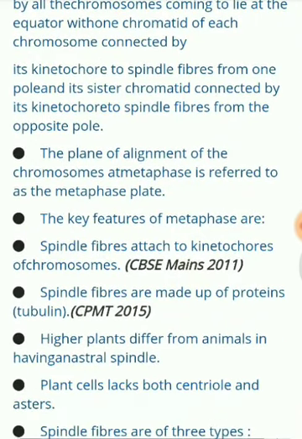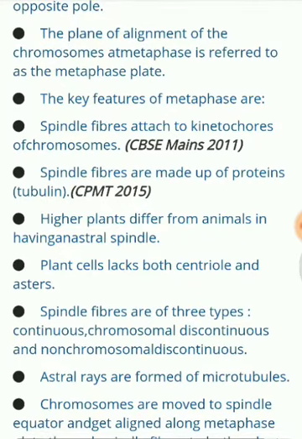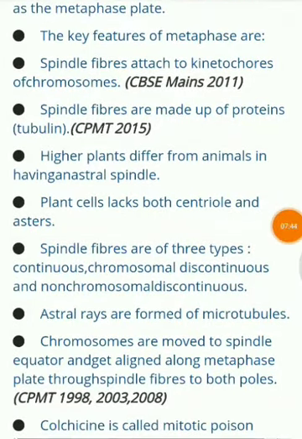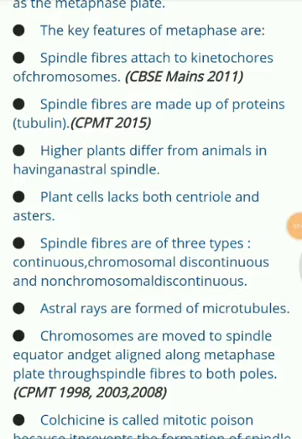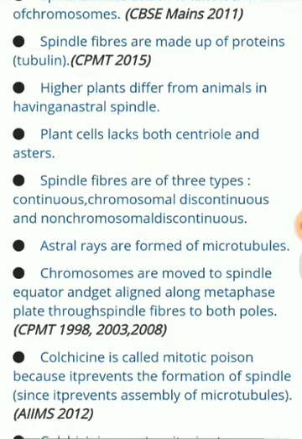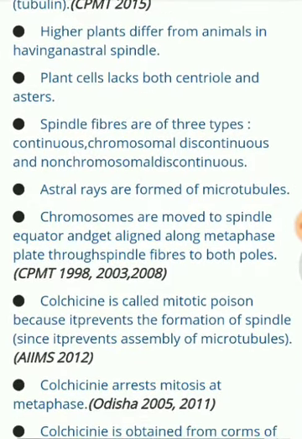The key feature of metaphase is spindle fibers attached to kinetochores of chromosomes. Spindle fibers are made up of proteins, tubulins. Higher plants differ from animals in having an anastral spindle. Plant cells lack both centrioles and asters. Spindle fibers are of three types: continuous, chromosomal discontinuous, and non-chromosomal discontinuous. Astral rays are a form of microtubules. Chromosomes are moved to the spindle equator and get aligned along the metaphase plate through spindle fibers from both poles.